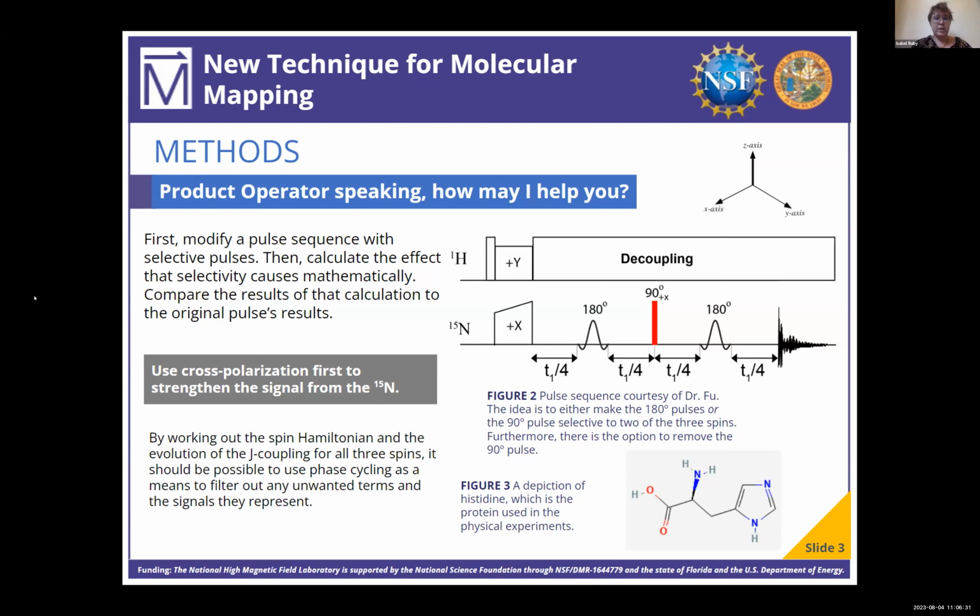So the pulse sequence that Dr. Fu has suggested starts with cross-polarization. So protons are really easy to see. They're a really strong signal, but things like nitrogen-15, not so much. So you cross-polarize to strengthen the signal from the nitrogen. And the idea is to use selective pulses where you're only hitting a few spins, and then a hard 90 followed by another selective 180-degree spin.